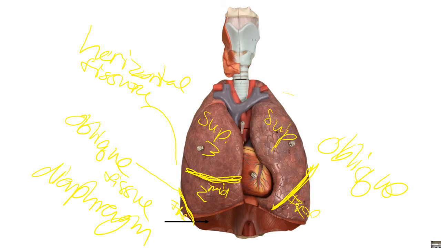Also, this notch right here, notice there's this little section that's taken out because of the heart, right? Remember, the heart has more mass on the left, so there's not as much room for the lung. So what did you call that? That's called the cardiac notch, right? It's literally a notch that's taken out for the heart.